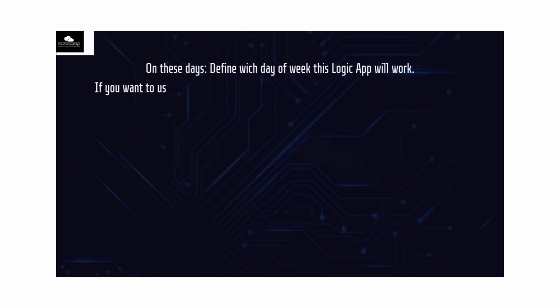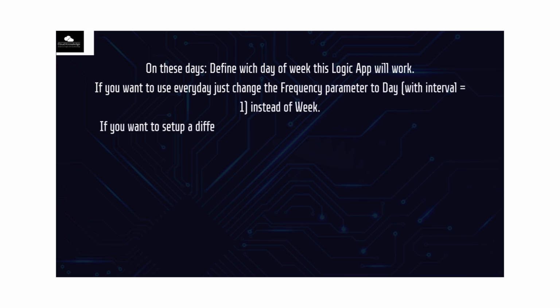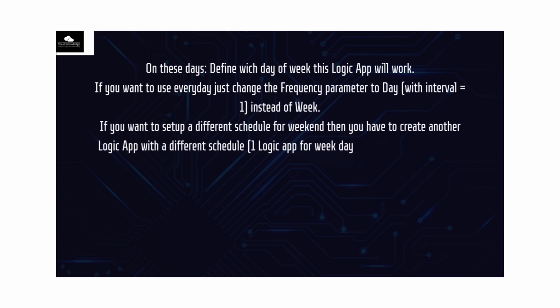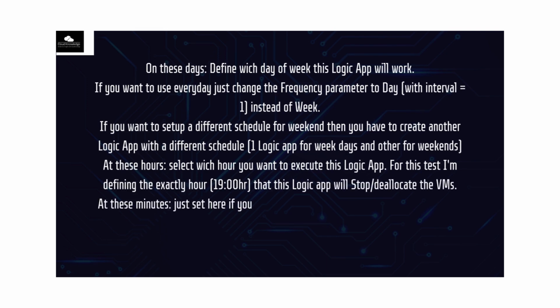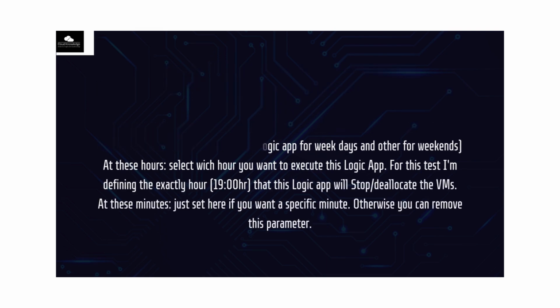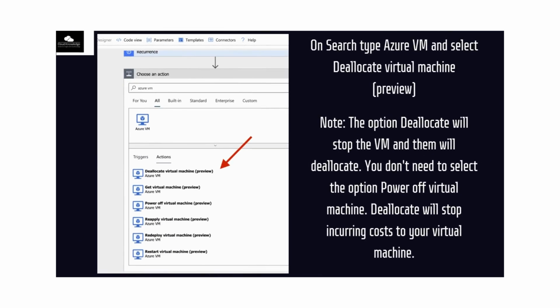After selecting all, you don't have to select start time, you can define each one. Time zone, based on your location, you can define your current time zone. In my case, I'm using UTC -3 o'clock Brasilia. On search type Azure VM and select Deallocate Virtual Machine, Preview.